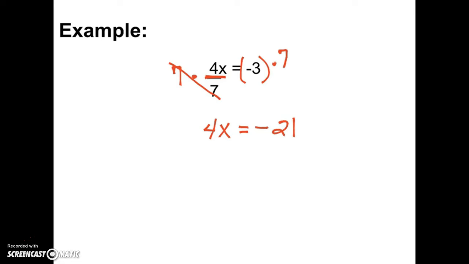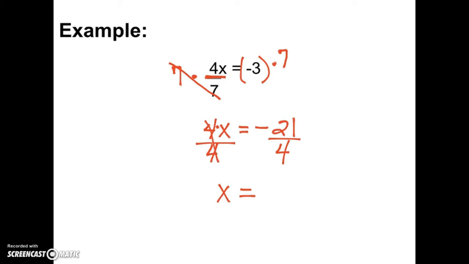Okay? So from here, it looks just like what we were doing before. I have 4 times x. That's the same as 4x if you have a multiplication sign there. So I'm dividing, so that's the opposite sign of what's being used. So I'm dividing by 4. And if you were to type into your calculator 21 divided by 4, you would get a decimal.